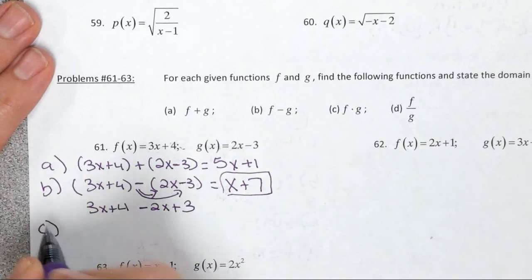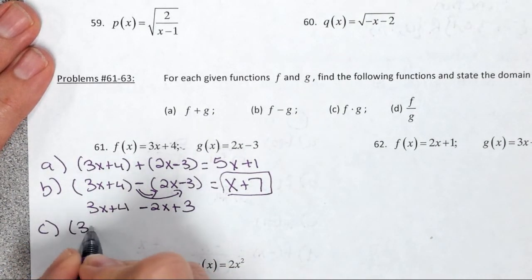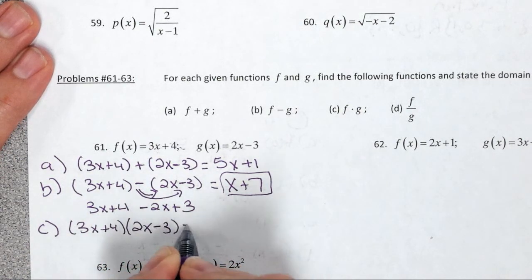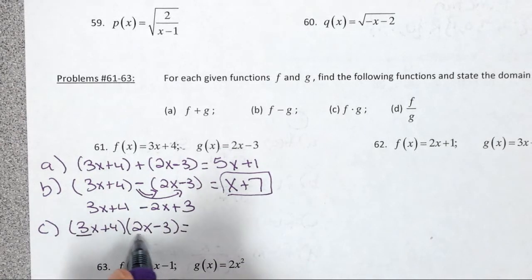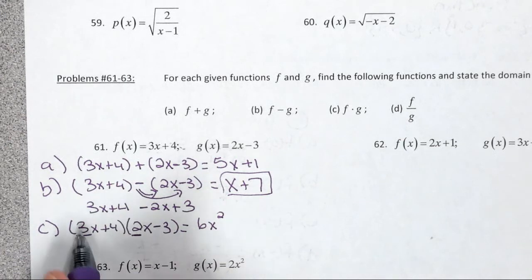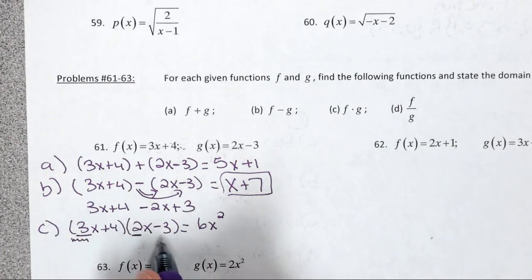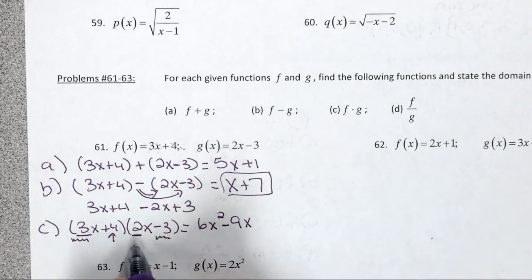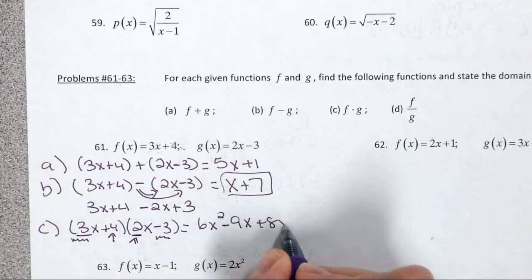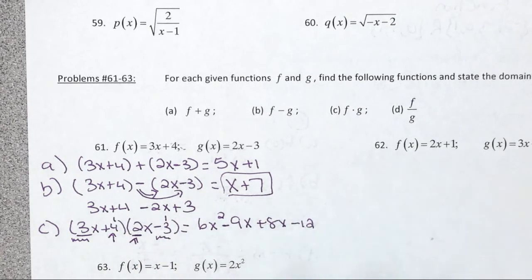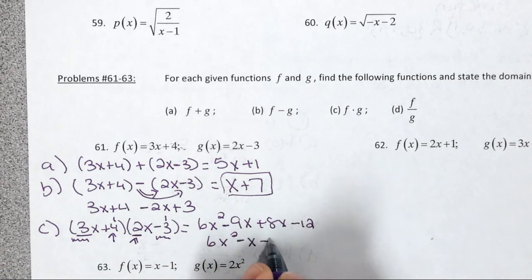Letter C wants me to multiply my two functions, so this is when we're going to do our FOIL. So my first two numbers for FOIL are going to give me 6x squared. My outer numbers, the two numbers on the outside, are going to give me negative 9x. The inner numbers are going to give me a positive 8x. And the two last numbers are going to give me negative 12. And then I just combine like terms, 6x squared minus x minus 12.